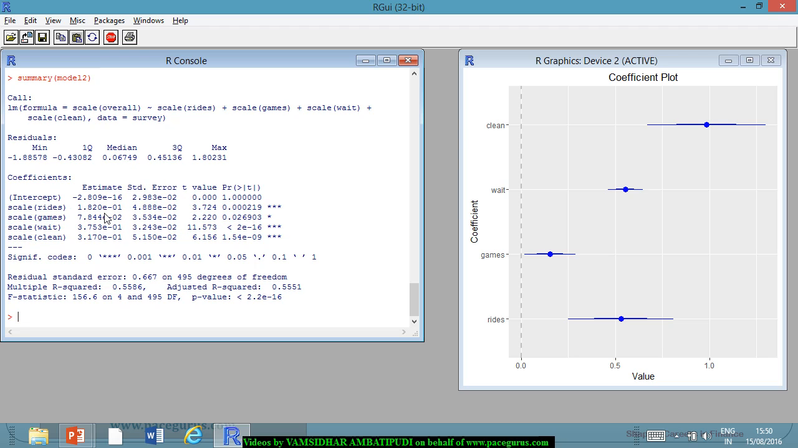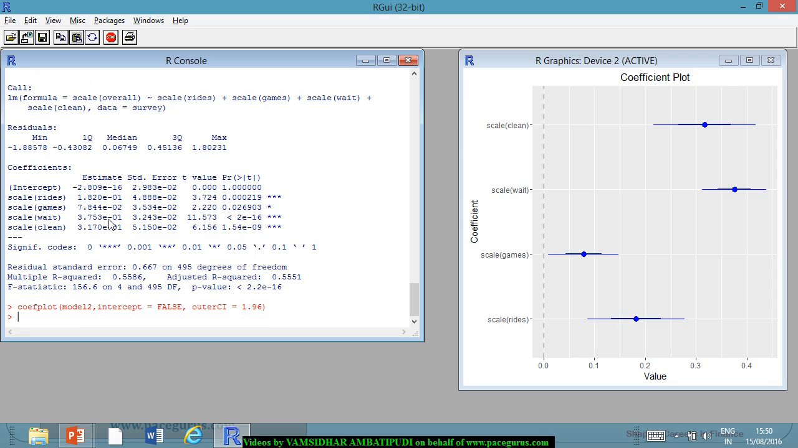Now these coefficients, if I try plotting these coefficients, let me go with coefplot, wherein now I'll give model 2 as the input for my coefplot. I don't want the intercept, so I'll set intercept equal to false, and I can put outer confidence interval as 1.96. This is a perfect way of talking of which variables are influencing to what extent. So this is a clear-cut mechanism.